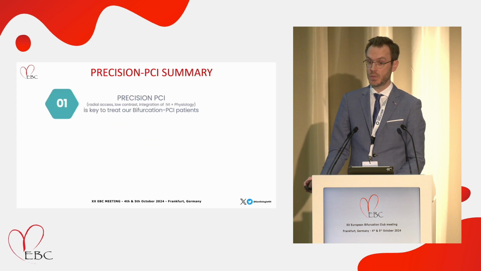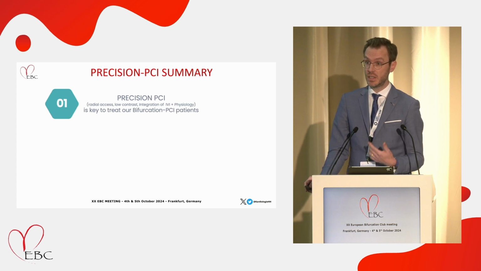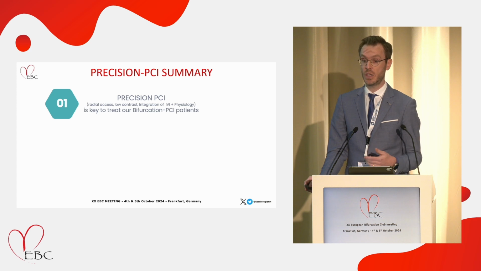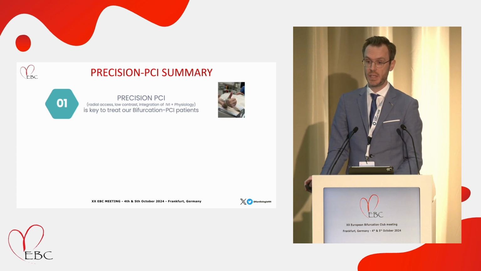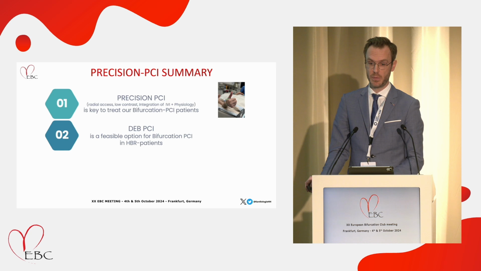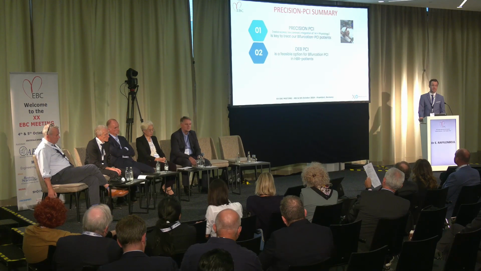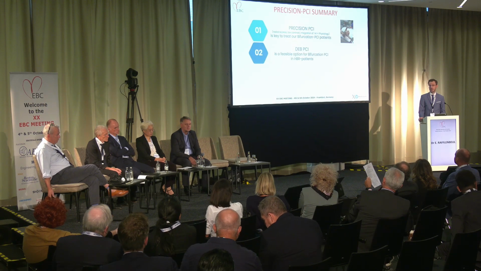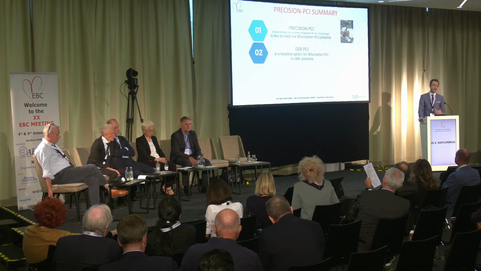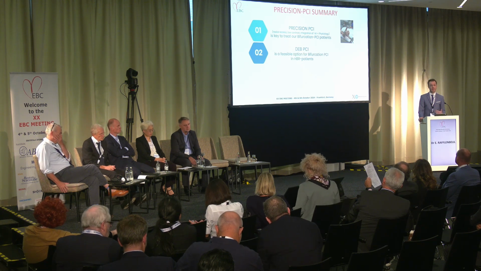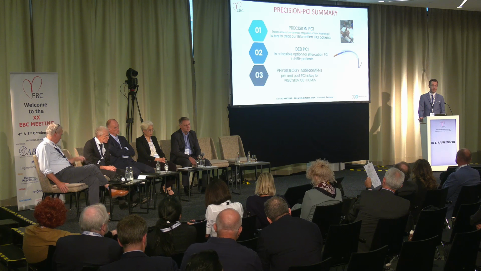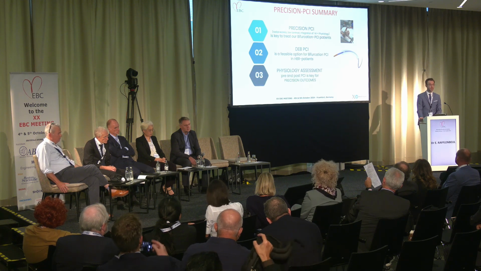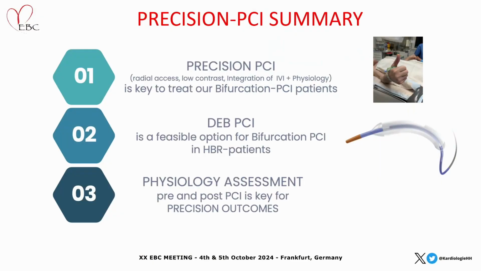And you're done. So I can sum up in my precision PCI summary that precision PCI, taking into account that you have to go radial, do it low contrast, integrate intravascular imaging and physiology, is key to treat our bifurcation patients. So thumbs up for Snuffbox. DEB PCI is a feasible option for patients with oncology disease and for people with high bleeding risk. And last but not least, physiology assessment pre and post PCI is key for precision outcomes. Thank you.